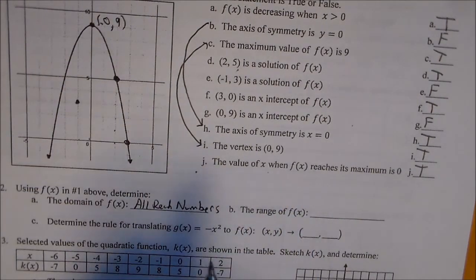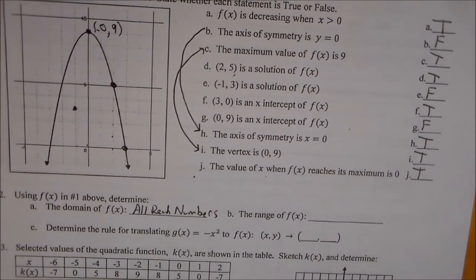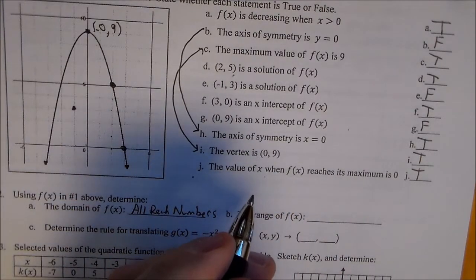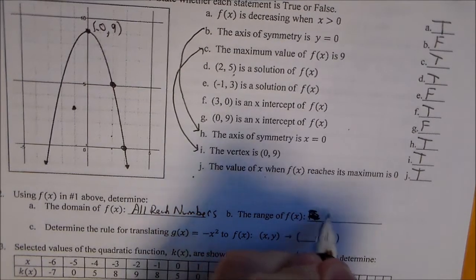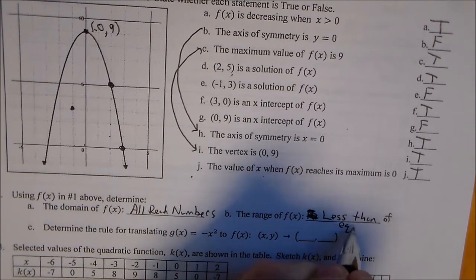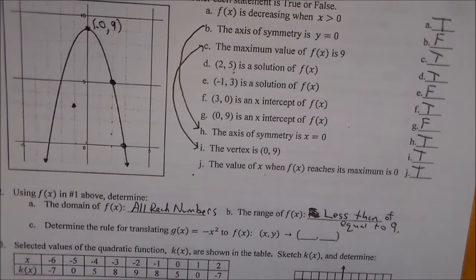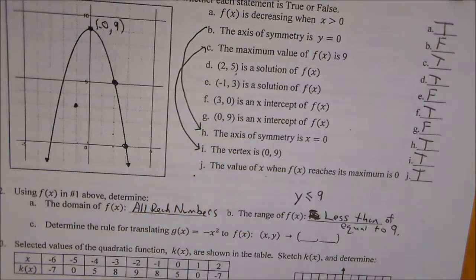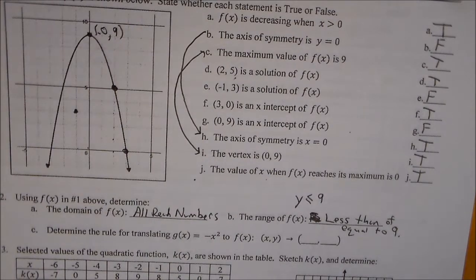The range of f of x. Now that is not all real numbers because since 9 is our maximum, there's never going to be a value above 9. So for the range, we're just going to say less than or equal to 9. If we want y values, we could say the y values that are less than or equal to 9 would work as well. It is going to hit 9. It's not just a less than, but a less than or equal to.